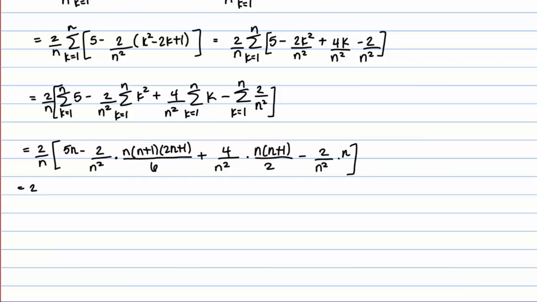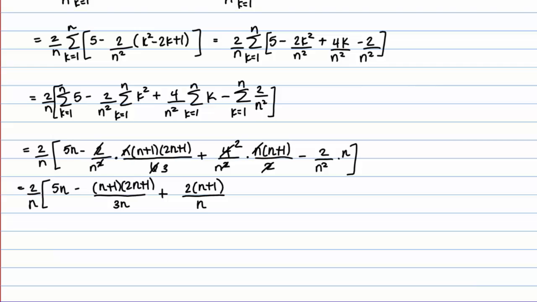All right, so let's do a little cleanup. In this second term in the brackets here, I've got an n on top, n squared on bottom, 2 on top, and a 6 on the bottom. So if I reduce that, that's n plus 1, 2n plus 1 over 3n. Here I've got 2 on top, 2 on bottom, 4 on top, and I have n's that can cancel as well. So I end up with 2 times n plus 1 over n, minus 2 over n, if I simplify that.